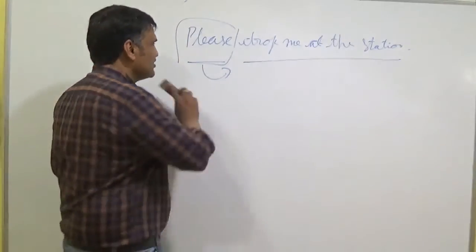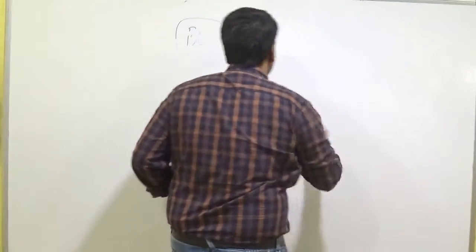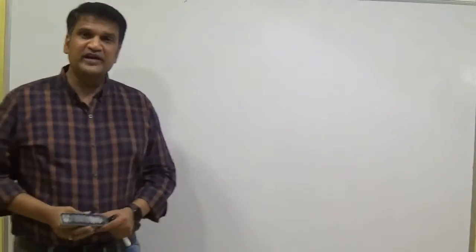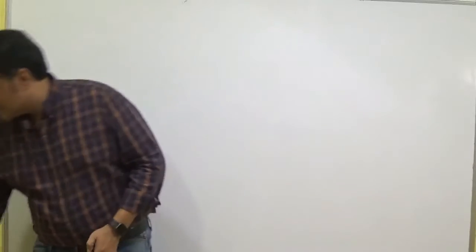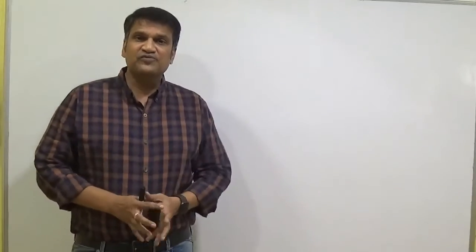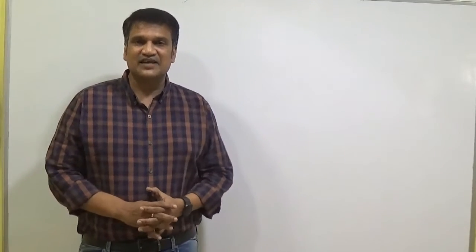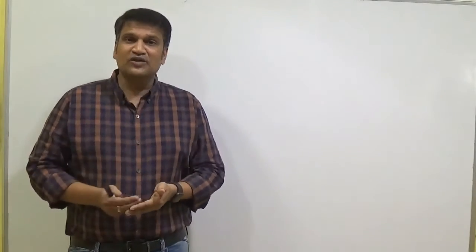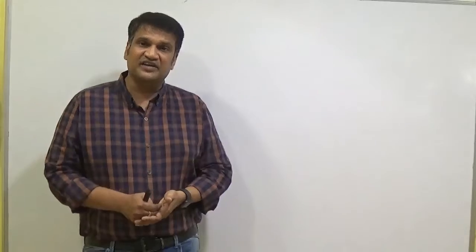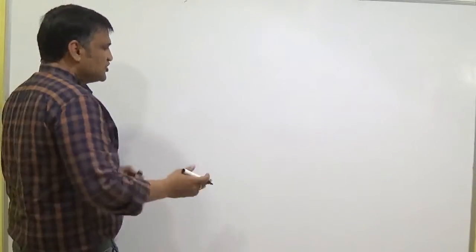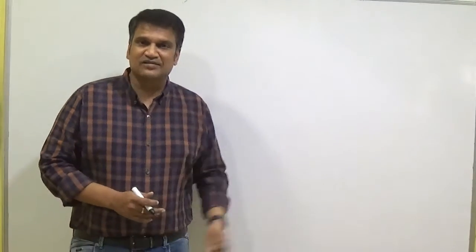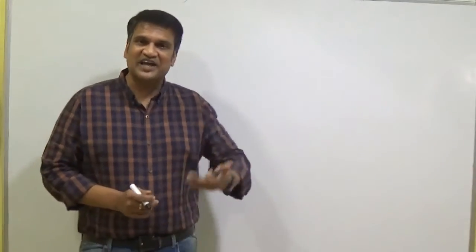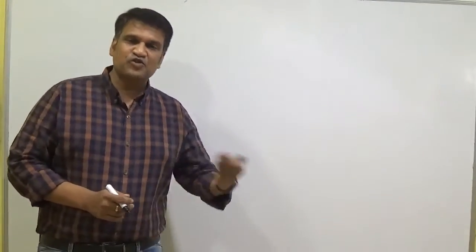So what is the format? We have different kinds of request forms, different kinds of request sentences. Why? Because we request people based on the need, the essentiality or the requirement we have. For example, the "please" which we have already seen: please give me a glass of water, please sanction, please come with me, please drop me at the station.